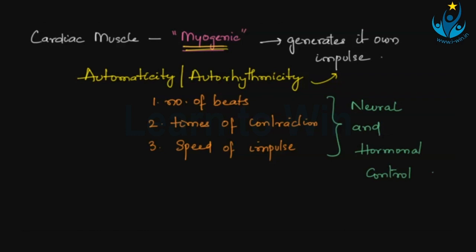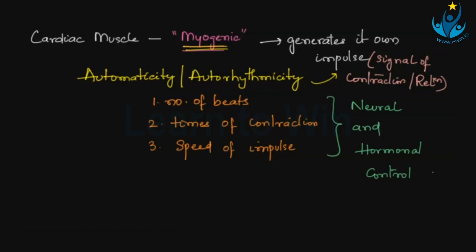Okay, so the impulse generation, the signal to contract, the signal to relax, what is this impulse? Impulse is nothing but the signal of contraction and relaxation. So that signal of contraction or relaxation is generated within the heart muscle itself, and that's why it is called the myogenic heart, which is showing the feature of automaticity or autorhythmicity.